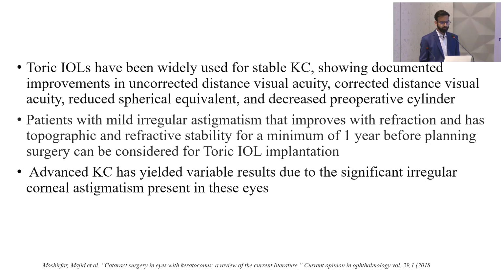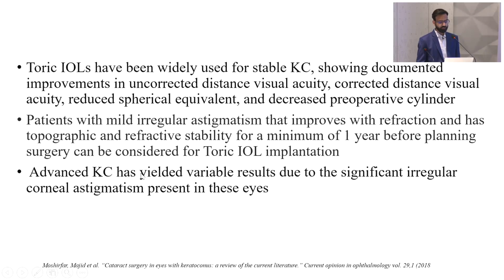So toric IOLs have been widely used for stable keratoconus, showing documented improvement in uncorrected distance visual acuity, corrected distance visual acuity, reduced spherical equivalent, and decreased preoperative cylinders. A patient with mild irregular astigmatism that improves with refraction and has topographic and refractive stability for a minimum of 1 year before planning surgery can be considered for toric IOL implantation.